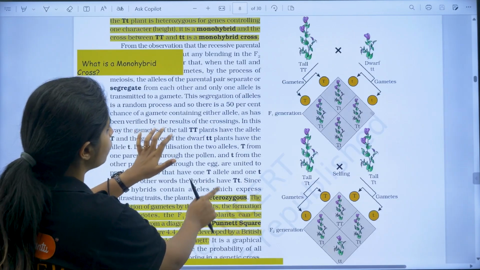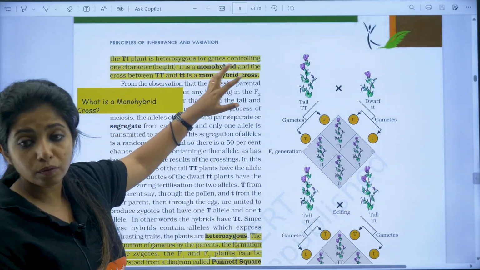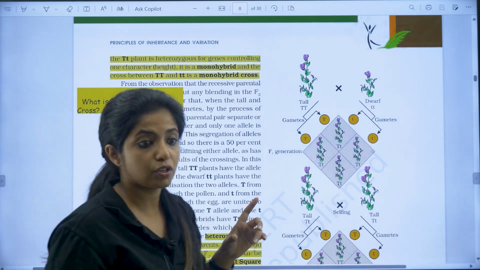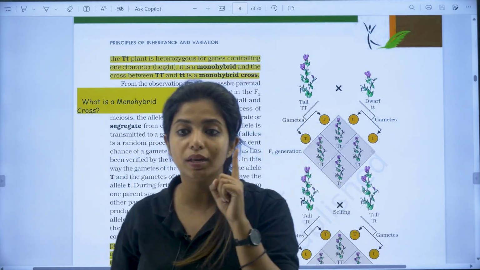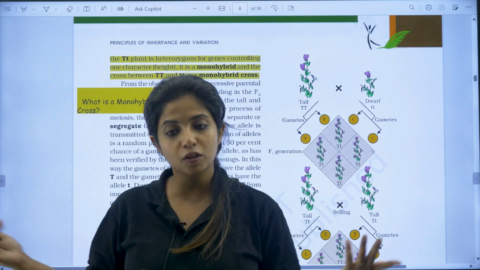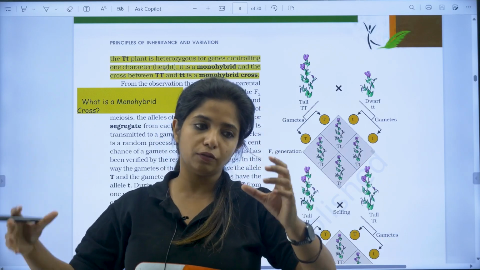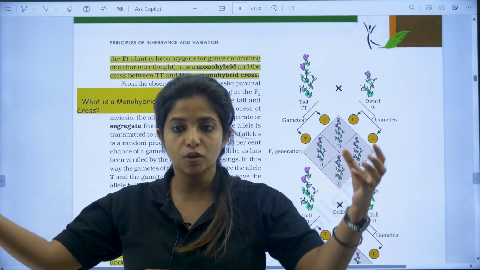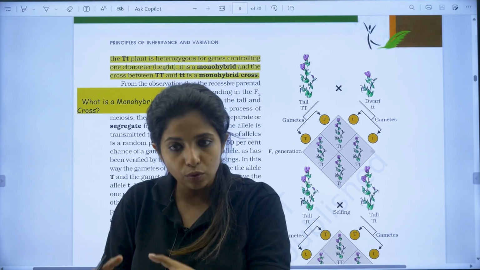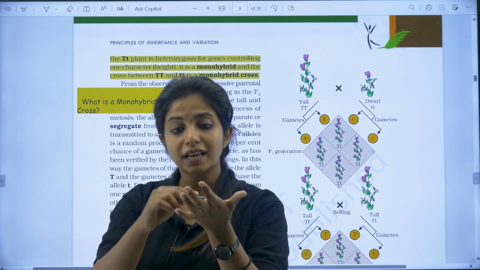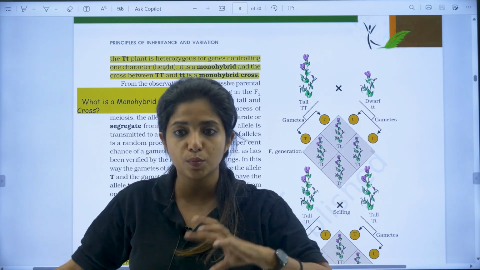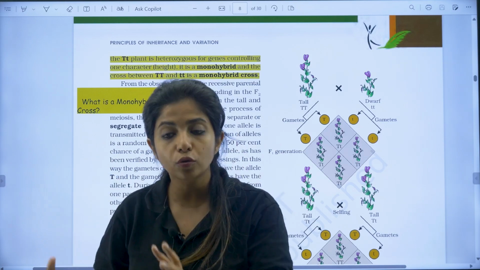Now you should be knowing over here, they have mentioned monohybrid cross. A monohybrid cross is where only one particular character is being studied. For example, height. Now from this height, you have tall plants and dwarf plants. When you fuse them, you get a new type of plant. Basically it has capital T, small t. So it's a hybrid that is being formed over here. So that is a monohybrid cross.